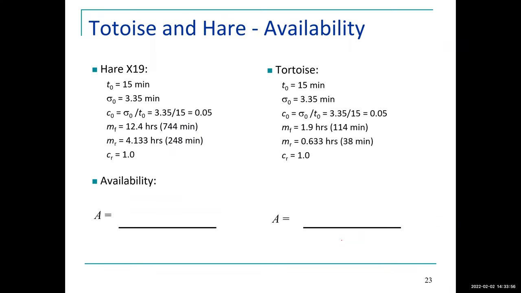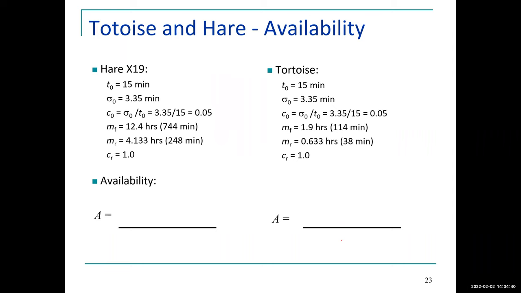Okay, so we're going to start with this information. We have T0, the mean process time, the standard deviation, and also the coefficient of variation. For the natural variability, we have the mean time to failure and the mean time to repair. For the first machine, the mean time to failure is 12.4 hours, so every 12 and a half hours we're going to have a failure, and the mean time to repair is about four hours.